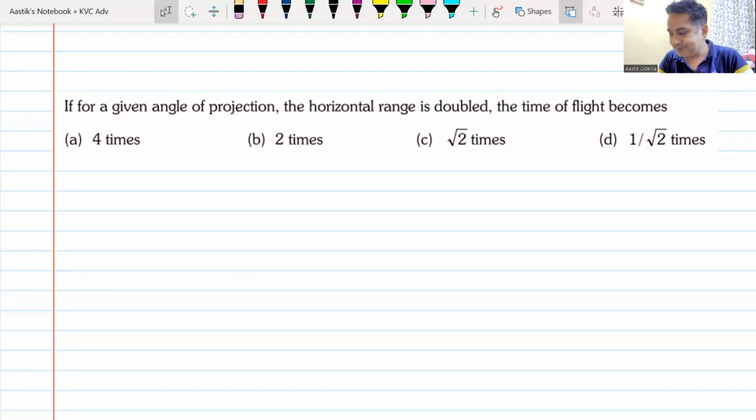Here comes the next one. Question number 4. For a given angle of projection, so the angle of projection remains the same, the horizontal range is doubled. What is the time of flight? And you shall have 1 minute, 2 minutes to solve this.